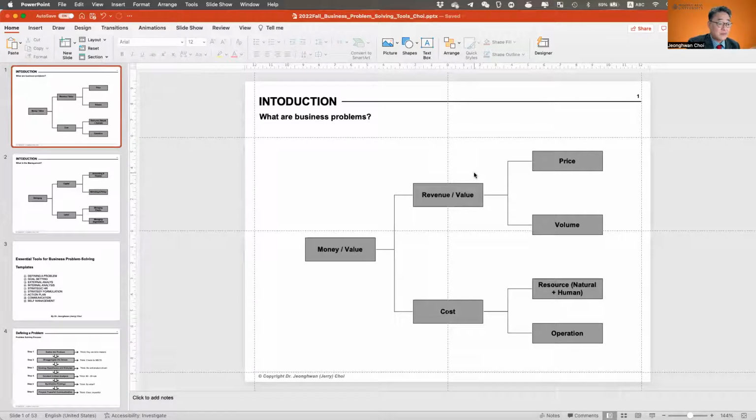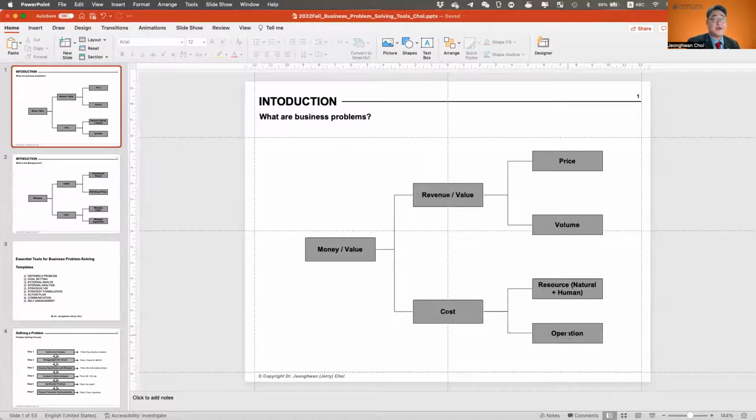That's the problem. We want to increase money, revenue and value while reducing cost, or at least not increasing it. If there is any problem on the revenue side or the cost side, that's our problem. Revenue is composed of price and volume, and cost is resource cost and operation cost.